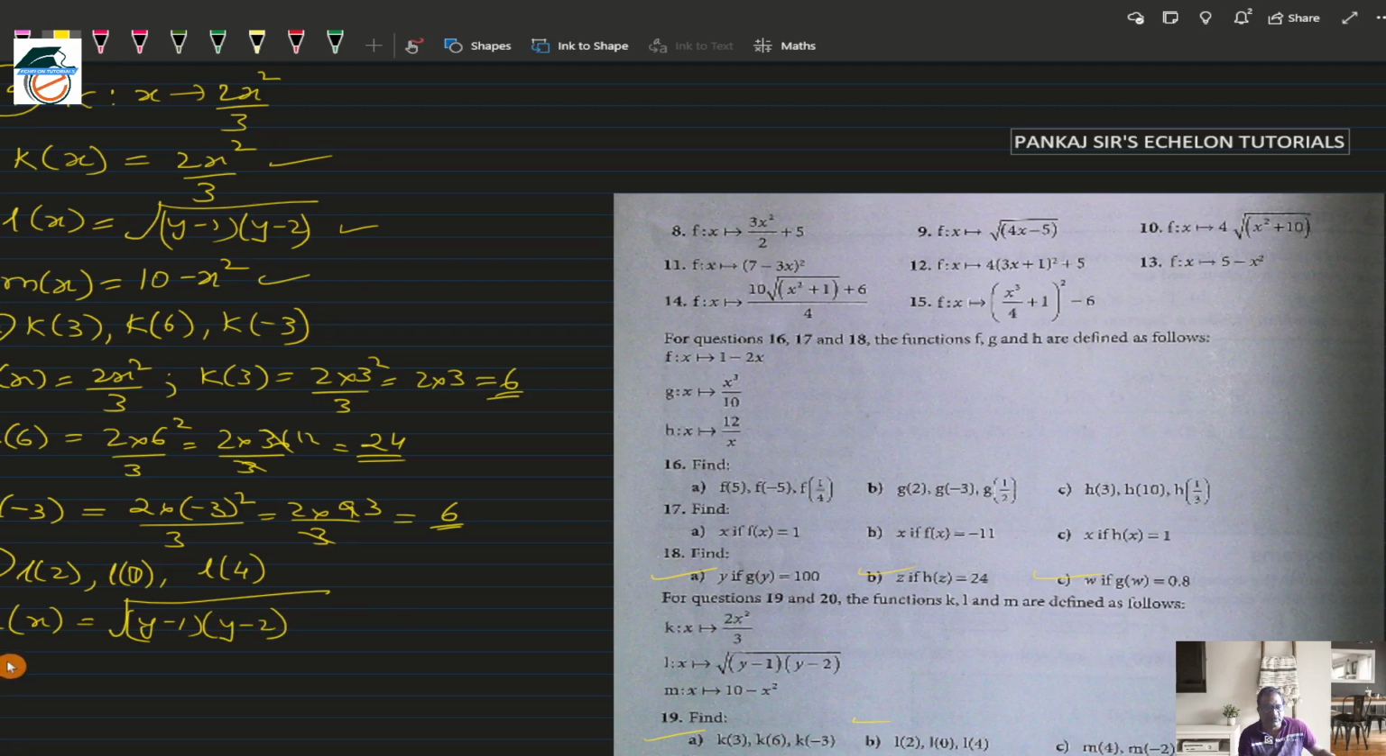So L of 2 will be basically what? Here in the function you have y, so you cannot put it directly. I think there are some ambiguities in these questions. Quickly let me check the textbook for this question, 19b.